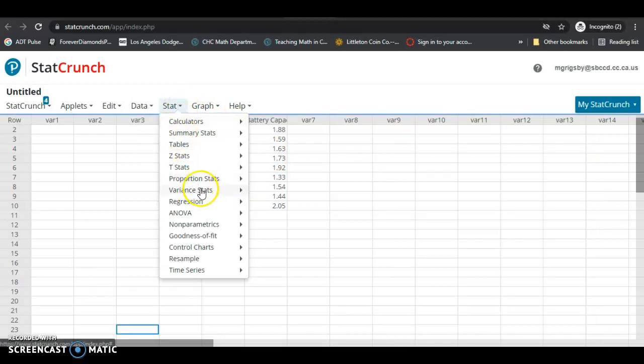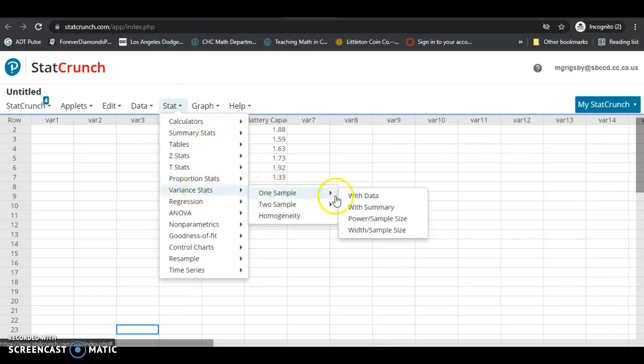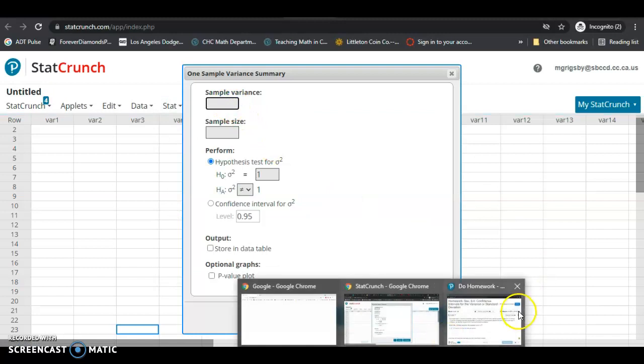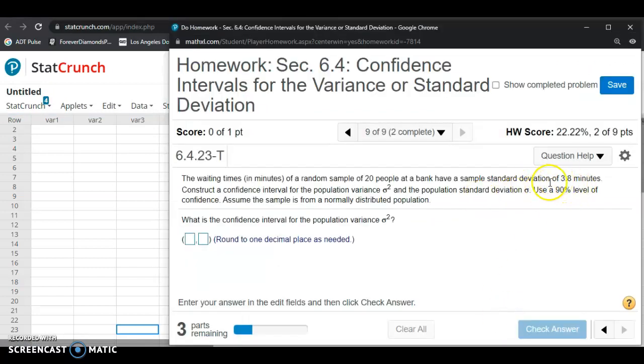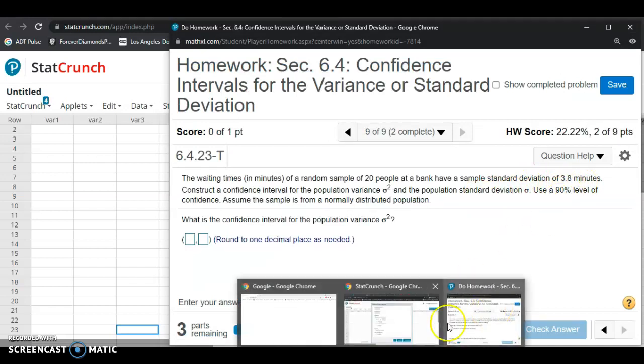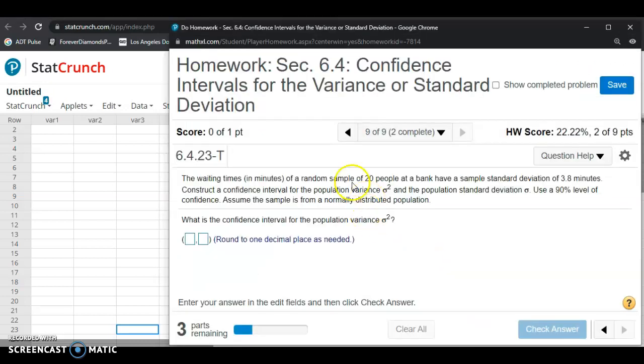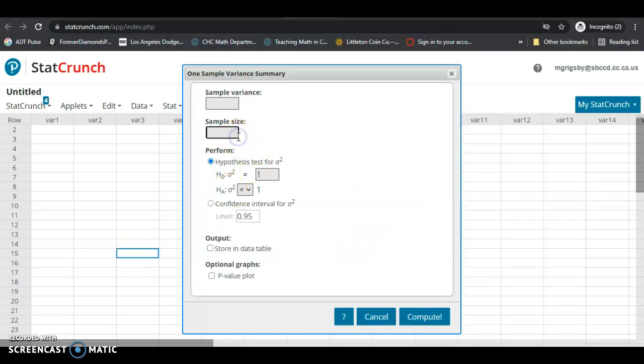So we're going to go to the Stat menu, Variance Stats, with one sample. Because we don't have the data, we have the summary of the data, we're going to select With Summary. In the problem, it tells us that the sample standard deviation is 3.8. But StatCrunch asks for the summary statistics, the sample variance and the sample size. The sample size is 20, it says that in the problem. So there are 20 people in our sample, so 20 goes here.